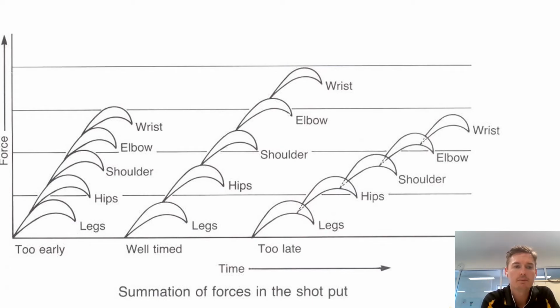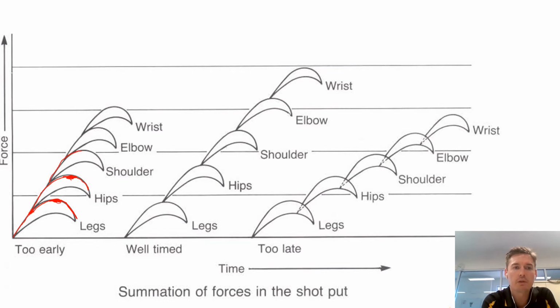So here, this is force. Force starts low in the legs, it peaks up here, and then it drops off again. Now, if I were to move my legs and then rotate my hips too early, my peak force for the legs is over here, but I've started to move my hips earlier, on a lower peak force.